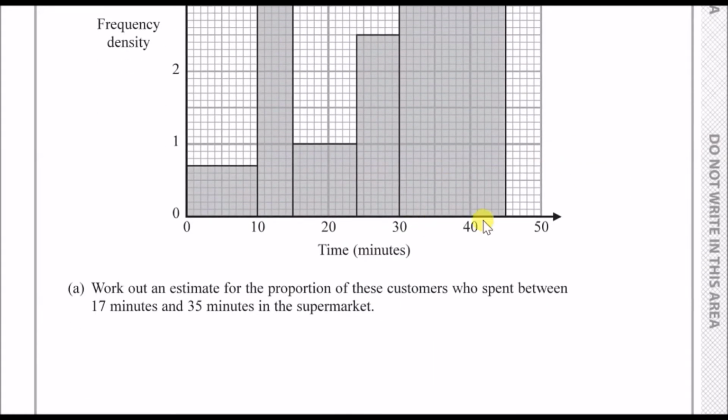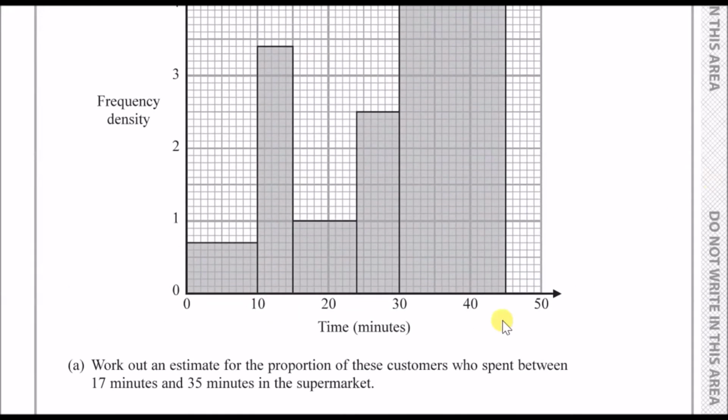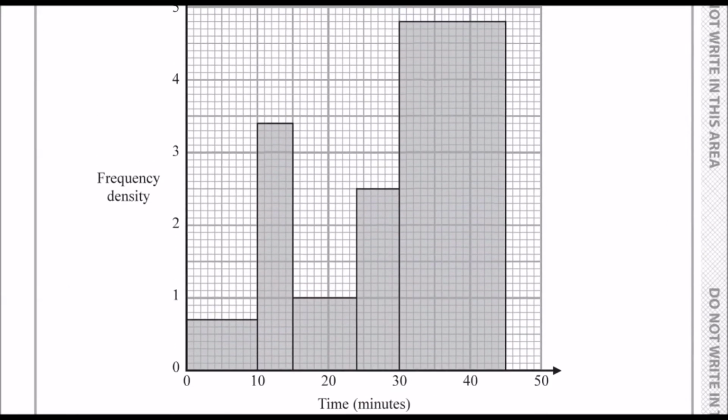Now, for part A, they want us to work out an estimate for the proportion of these customers, in other words, a fraction, who spent between 17 and 35 minutes. Now, before we actually solve this question, let's go ahead and work out the areas of each of these blocks, so we can find out how many customers were in each time period, yeah?